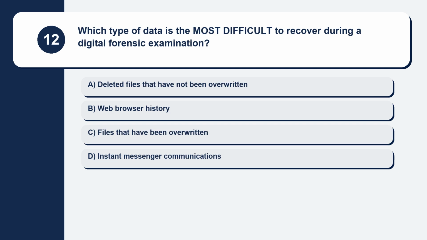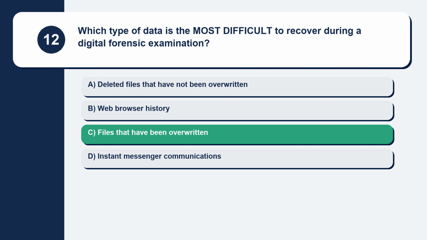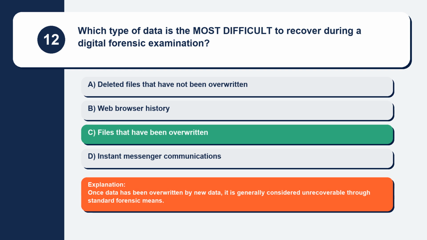Question 12. Which type of data is the most difficult to recover during a digital forensic examination? Deleted files that have not been overwritten. Web browser history. Files that have been overwritten. Instant messenger communications. Once data has been overwritten by new data, it is generally considered unrecoverable through standard forensic means.